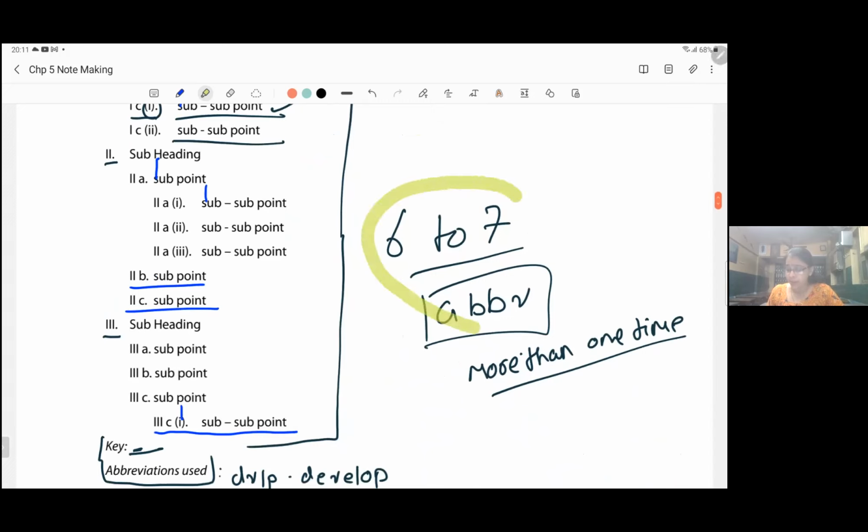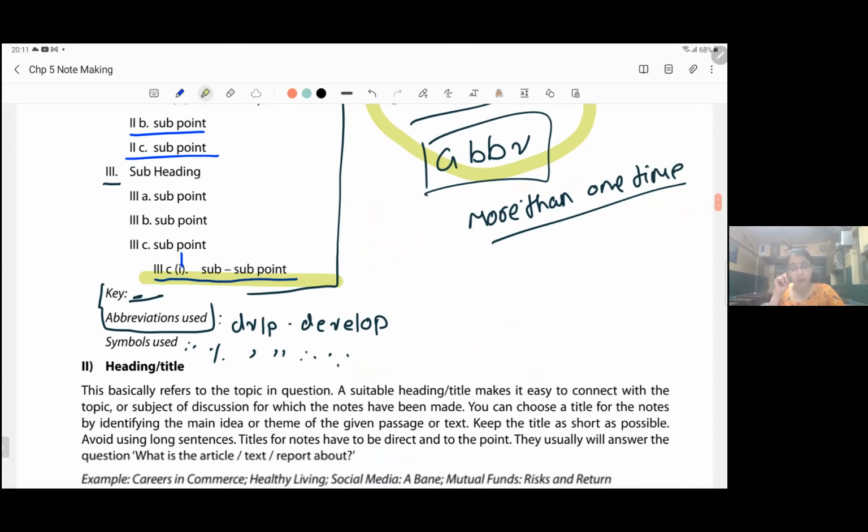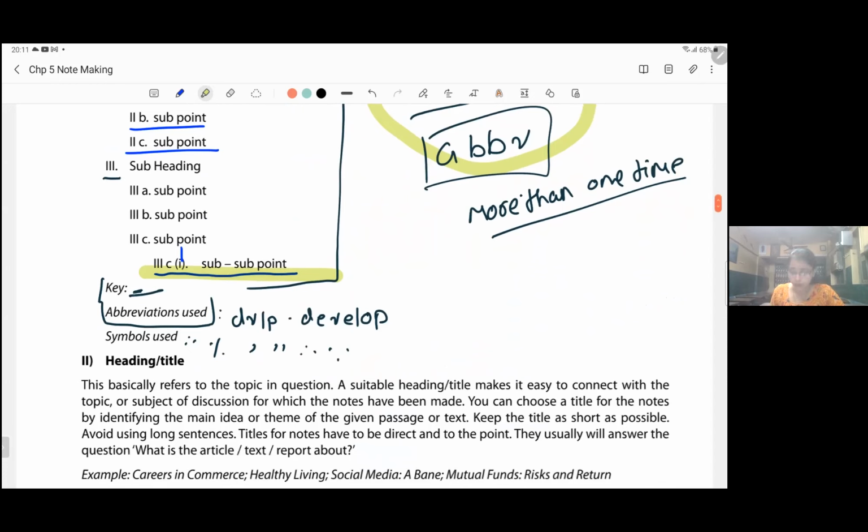6 to 7 abbreviations होने चाहिए, more than one time, guys. बहुत important है. अगर abbreviation use नहीं करोगे तो वो नहीं चलेगा. Abbreviations is very important. And after completing the paragraph, you will write the key and the abbreviations used. Abbreviations used मतलब तुम लोगों ने ऊपर कौन से abbreviations use किए हैं. जैसे मैंने develop use किया है तो DVLP लिखना है और उसका full form लिखना है.